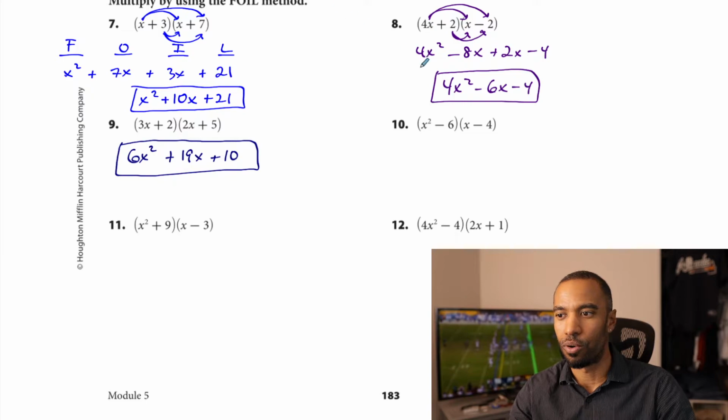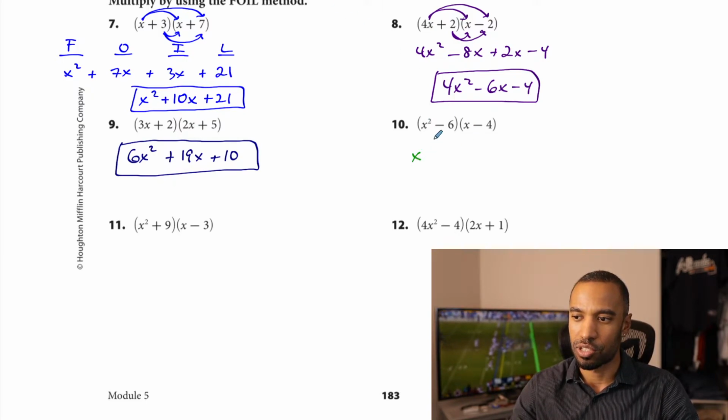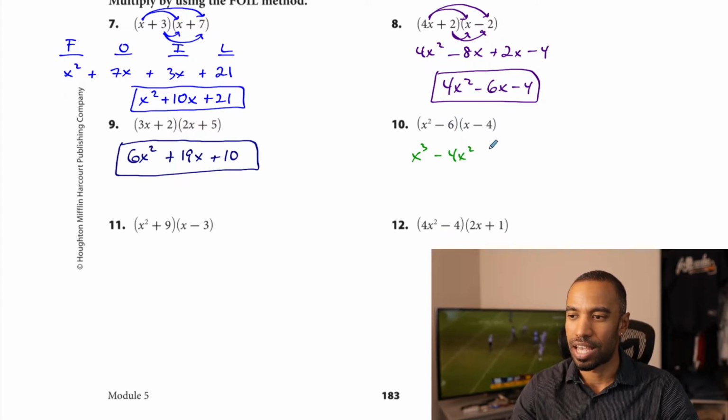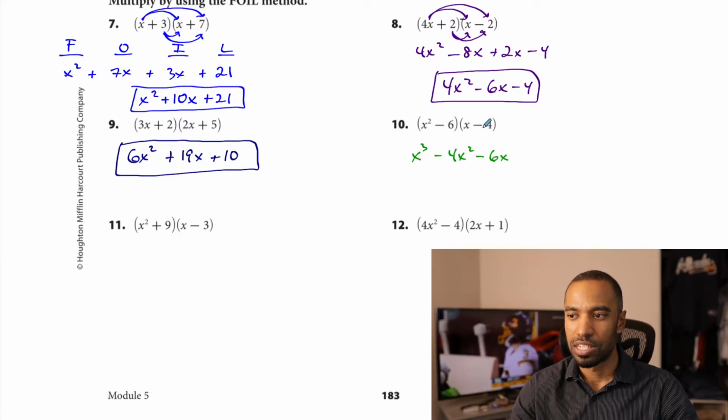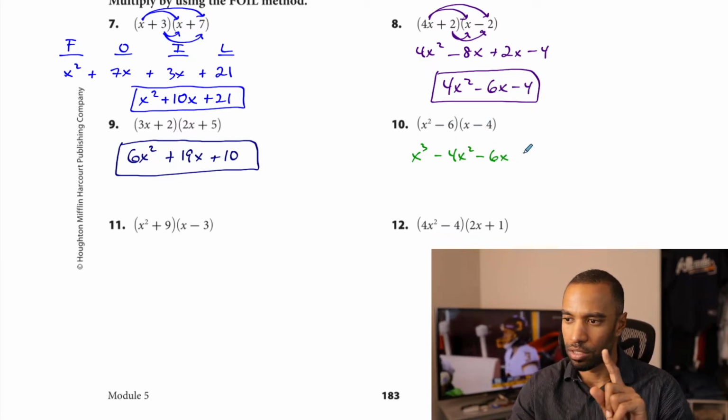FOIL method again, of course. Now, first is x squared times x, which is x cubed. Outside is x squared times negative 4 is negative 4x squared. Inside, negative 6 times x is negative 6x. Last, negative 6 times negative 4. It's 24.